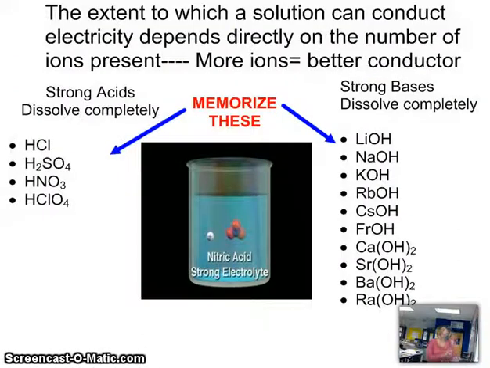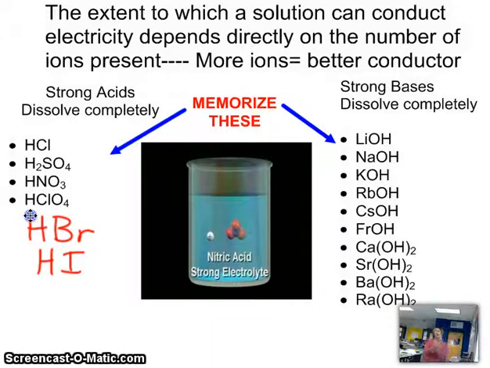So, strong acids and bases are good electrolytes. Generally, the more ions you break apart into, the better the conductor you'll be. And strong acids dissolve completely. So, our strong acids, there's actually some missing. We have HCl, H2SO4, HNO3, so hydrochloric, sulfuric, nitric, perchloric. Those are all strong acids. Hydrobromic acid and hydroiodic acid are all strong electrolytes.